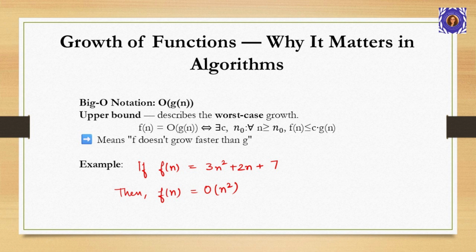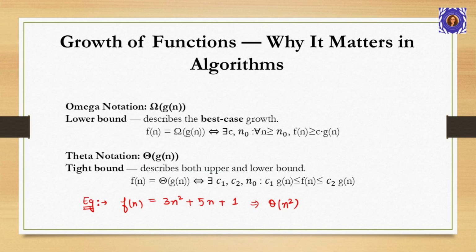We can choose c equals 4 and n naught equals 5, and verify that 3n squared plus 2n plus 7 is less than or equal to 4n squared for all n greater than or equal to 5. The key insight: big O focuses on the fastest growing term and ignores constants and lower order terms.